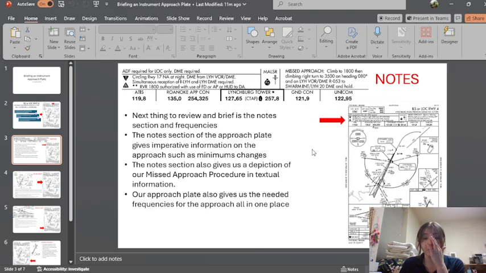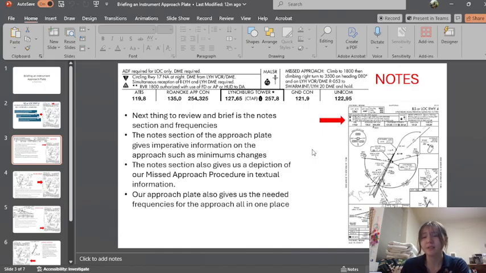And so this part of the approach plate also gives us the needed frequencies, and this removes the need to constantly go back to the chart supplement or anything like that. It gives all the information that you need for this approach in one place. And so it's important to brief all of this, to check if there's anything different about this approach from what would usually be normal in a different approach.